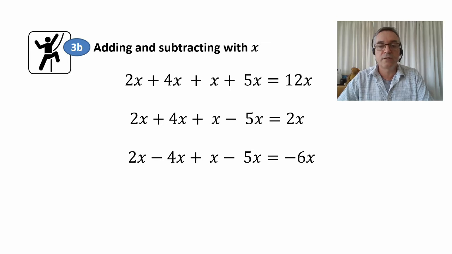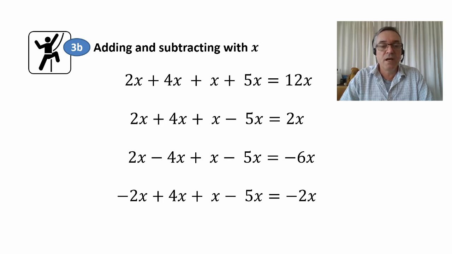These subtraction signs could appear anywhere in the expression. So look at this one. 2x take away 4x. We've got to do some negatives. That's negative 2x plus x, that's negative x. Subtract another 5x. So the final result is negative 6x. So for step 3b, you're going to have to be good with your adding and subtracting positive and negative numbers. This skill will be used in this unit.